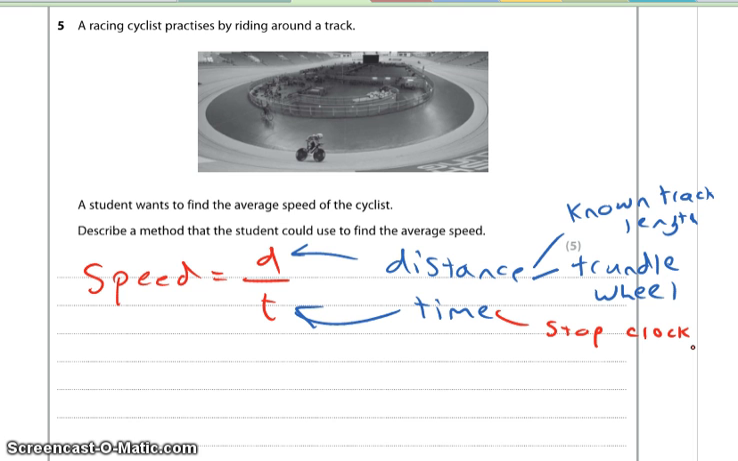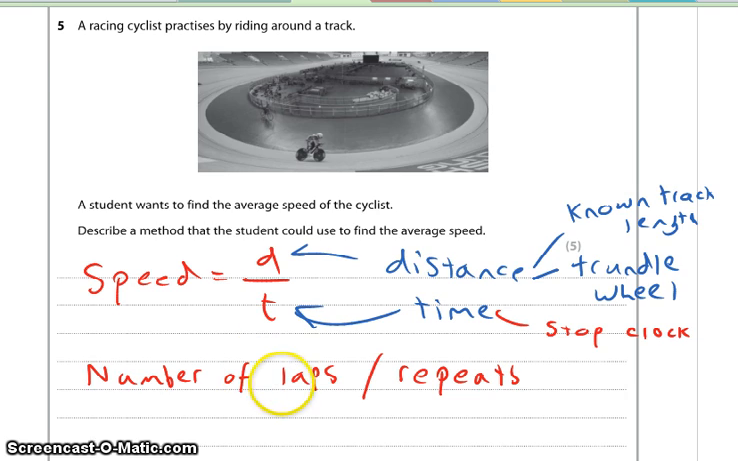And in order to increase reliability, we will probably choose not just to do one lap of a known track. We'd either do a number of laps if that was the case, or we take repeat readings. Okay, so one of those two to make sure that we get a more reliable value. Number of laps or repeats.